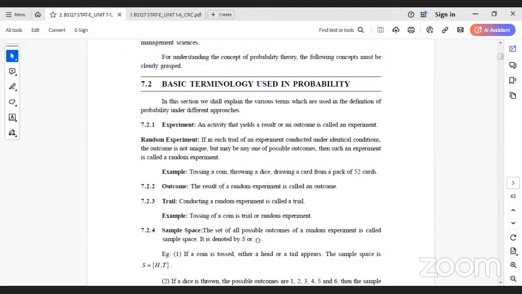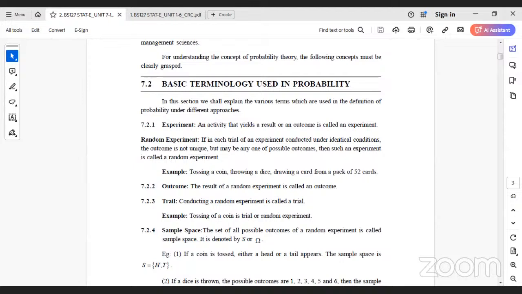Random experiment: if in each trial of an experiment conducted under identical conditions, the outcome is not unique but may be one of the possible outcomes, then such an experiment is called a random experiment. Examples: tossing a coin, throwing a die, drawing a card from a pack of 52 cards.